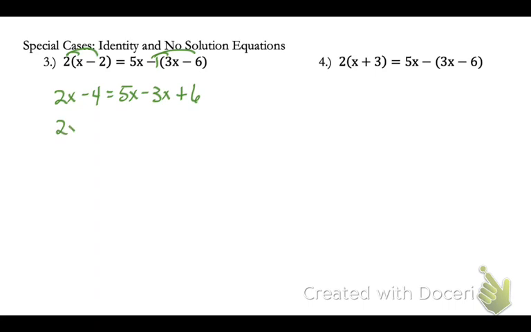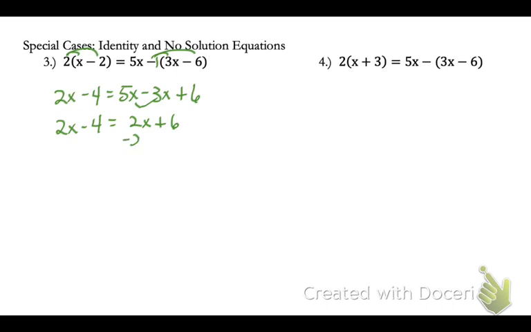So now I'm going to combine like terms on the right side of the equal sign. So that'll be 2x plus 6. Now if I think about that, that can't be true because 2x and 2x are the same thing. So I can't subtract 4 on the left, add 6 on the right, and have it be equal.